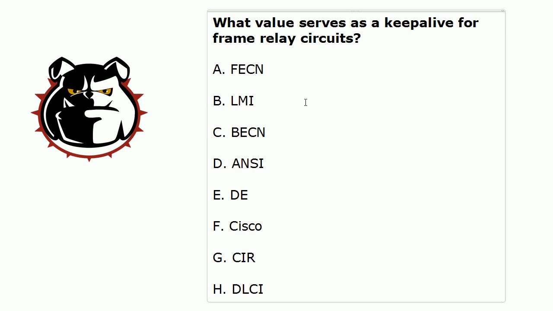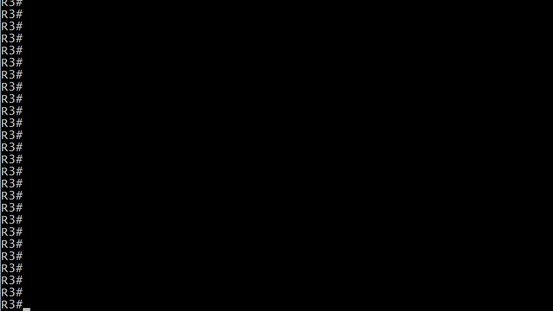And the answer to this one I'm going to give you right up front is LMI. That's the local management interface, and that sounds like some kind of GUI, but it's really not. And there are a couple of important ways to take a look at the LMI and what it's set to and what it's doing. And do you know both of those? Because you need to. And we're going to look at it live here on a Cisco router that's already got frame relay set up and running.